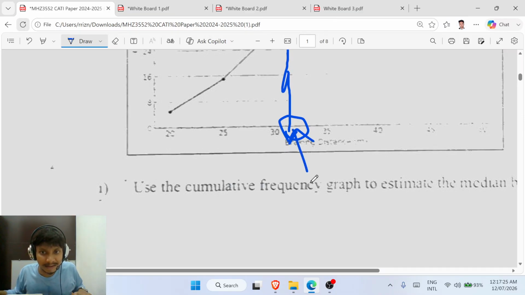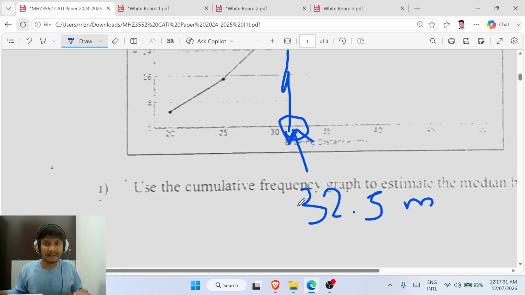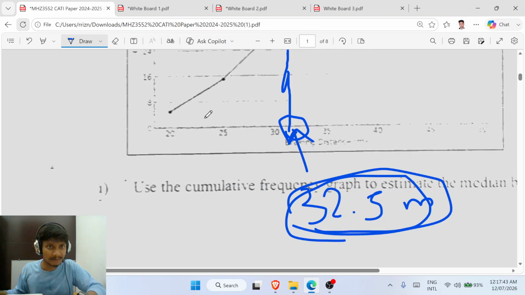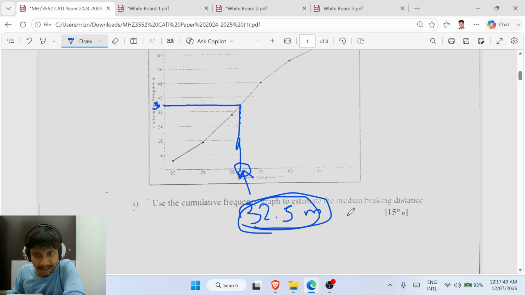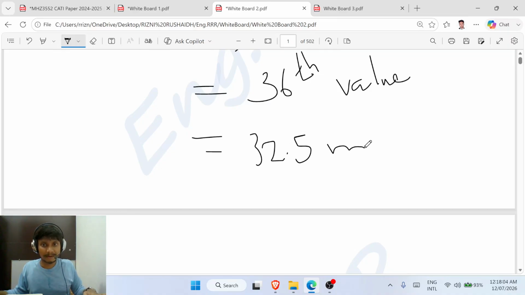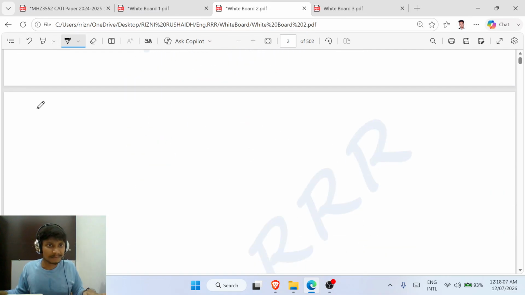It will be 32.5 meter. It is not the exact value. You may write 32 or 31, like that, as your estimation. I estimated that this is 32.5 meter. Use the cumulative frequency graph to estimate the median braking distance. Therefore, for the 36th value, the best answer is 32.5 meter.